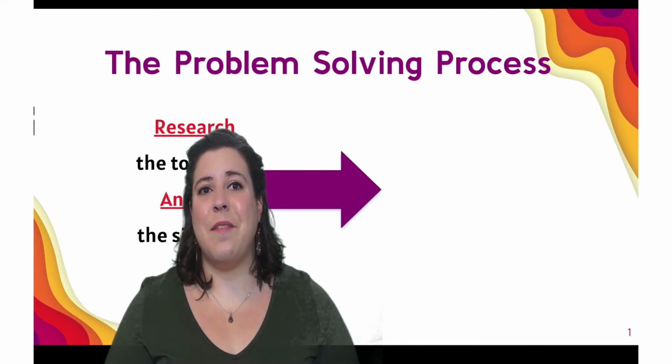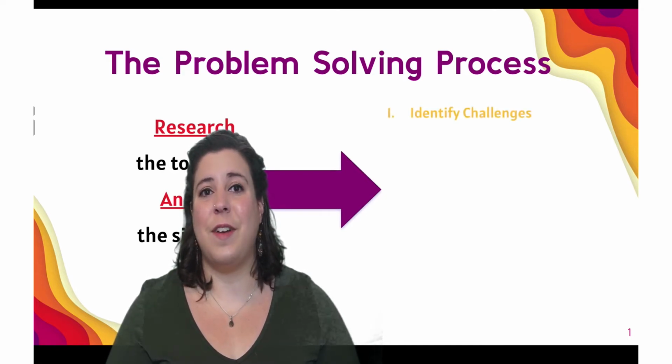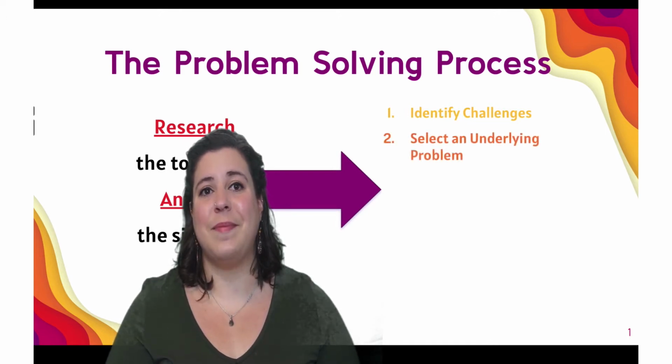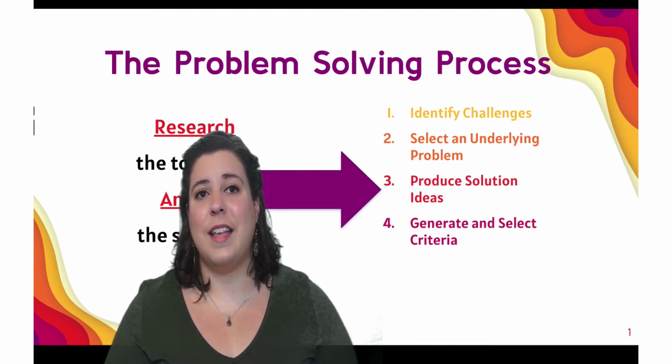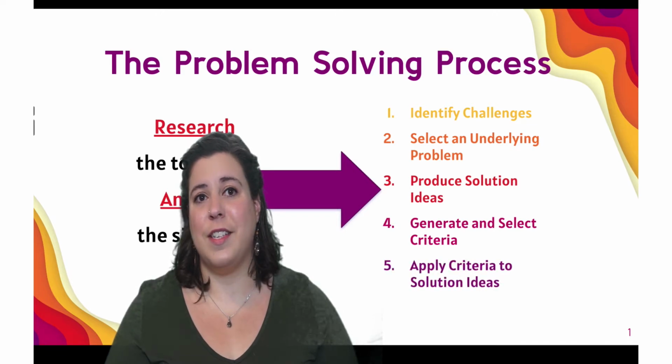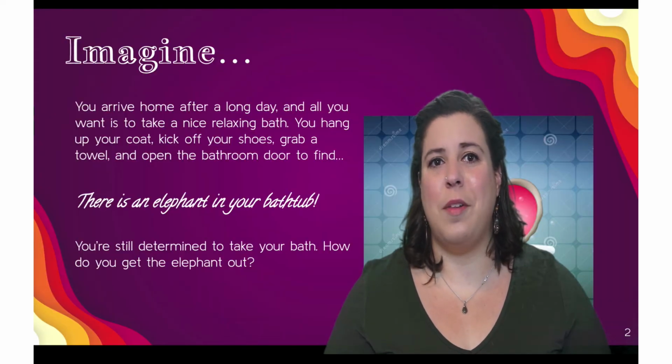The 6 steps of the problem-solving process are: Step 1, identify challenges. Step 2, select an underlying problem. Step 3, produce solution ideas. Step 4, generate and select criteria. Step 5, apply criteria to solution ideas. And Step 6, develop an action plan. Let's illustrate this process with a potential problem.